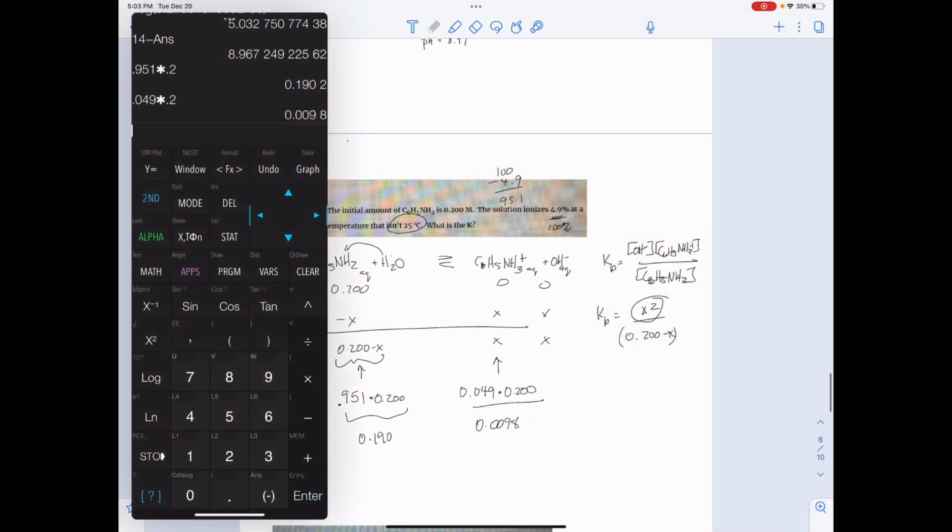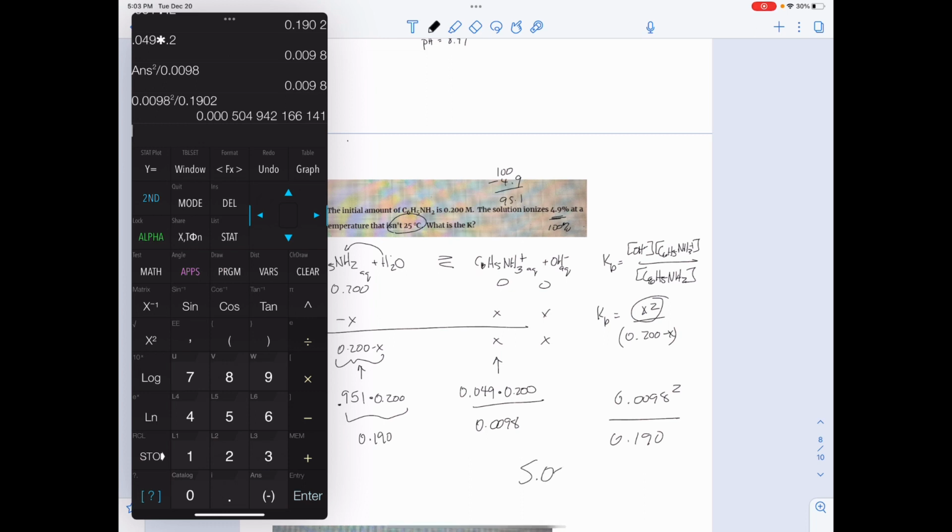All right, so since I have those numbers, I'm just going to say that I have 0.0098 squared over 0.190. So I've got that in my calculator. I'm going to square it, and then divide by 0.190. I just type it, and that gives me 5.05 times 10 to the minus 4.